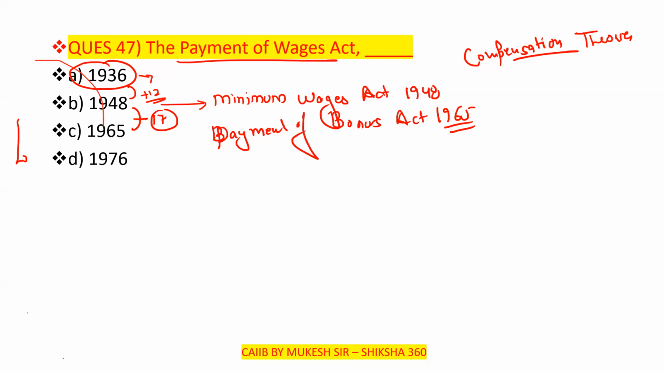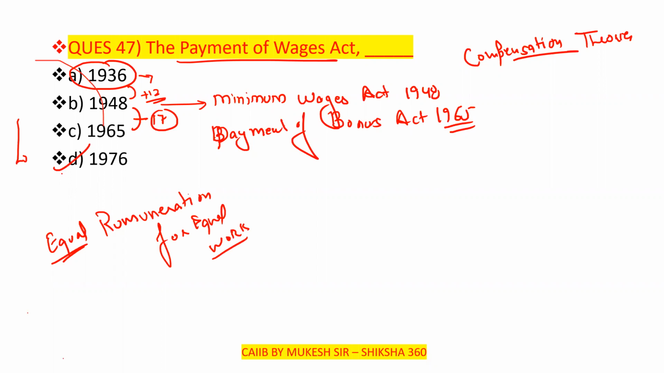Now, last one. Initially we are fighting for the minimum wages. Next, payment of wages. After that, now we are getting equal payment, or equal remuneration for equal work. Equal remuneration for equal work comes in the year 1976.